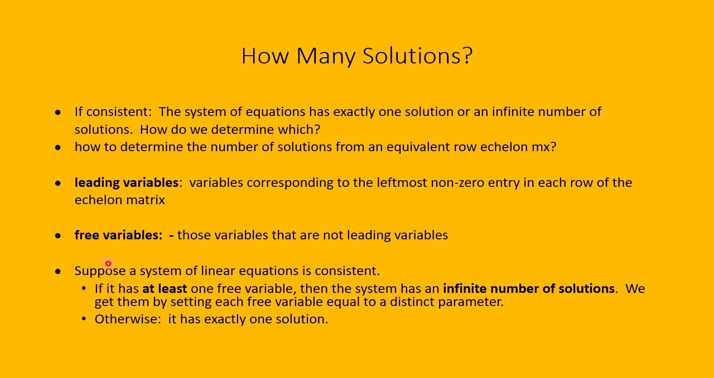So, how are we going to use these to determine how many solutions we have? Well, let's suppose that a system of linear equations is consistent, and if it has at least one free variable, it turns out that the system has an infinite number of solutions. And we can find all of the solutions by setting each free variable equal to a distinct parameter, where each parameter can take any real number for a value. If there are no free variables, then the system of equations has exactly one solution.